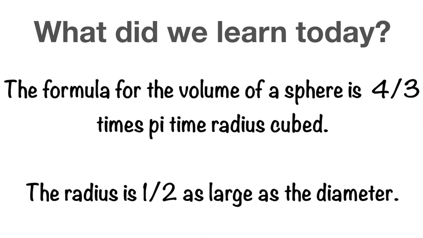let's review. What did we learn today? The formula for the volume of a sphere is 4/3 times pi times the radius cubed. The radius is 1/2 as large as the diameter of a circle or sphere, right?